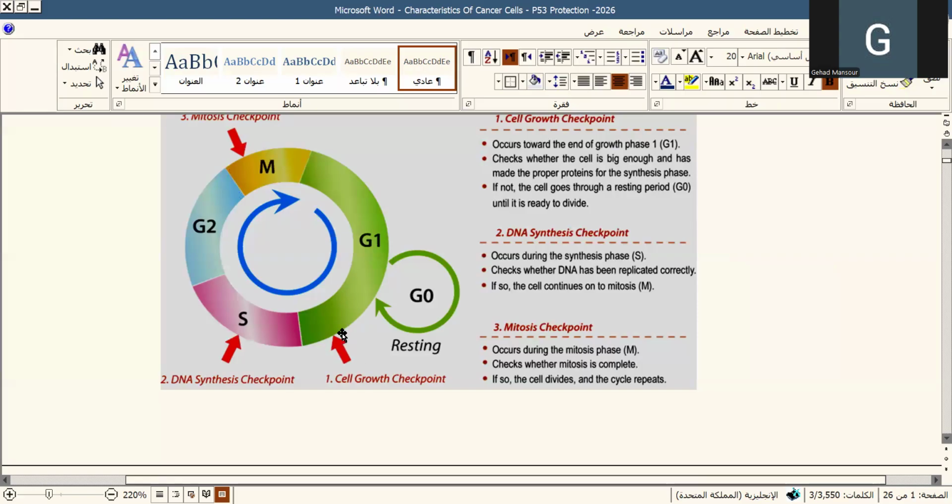So what happens if, during this check by the check proteins or the checkpoints in the body, they discover that there aren't enough molecules necessary for the synthesis phase, or if they discover that there are any abnormal proteins or DNA molecules? Then the cell will be forced to go into the G0 phase, which is a resting phase.